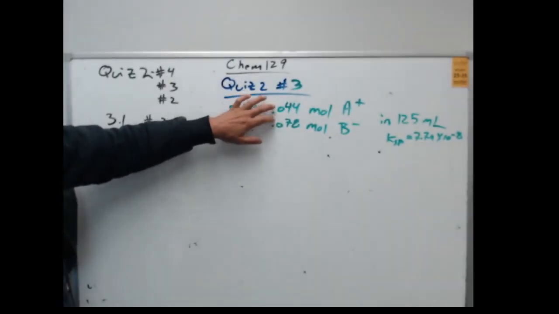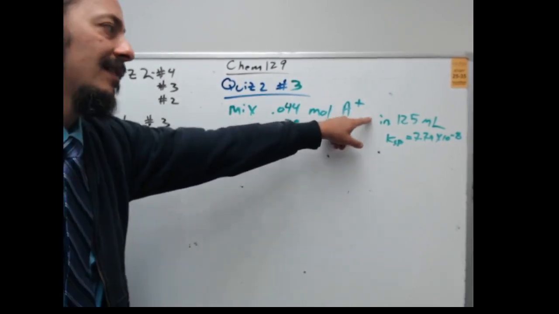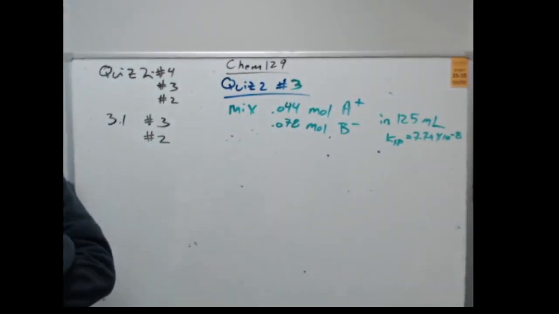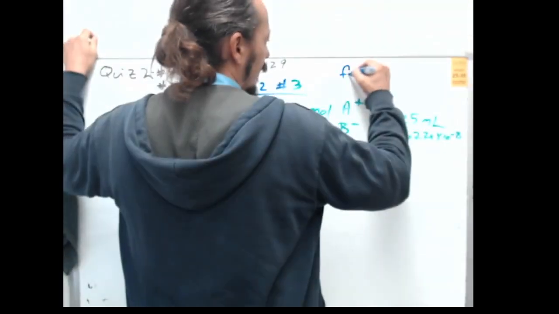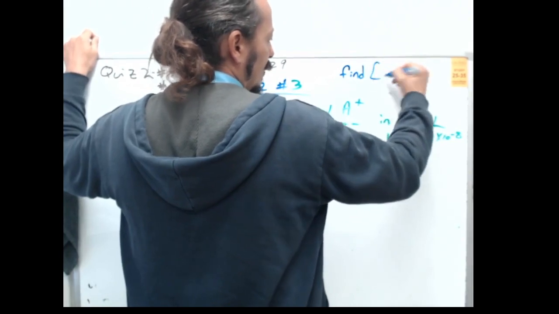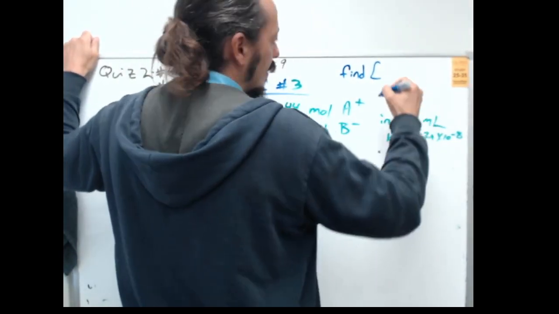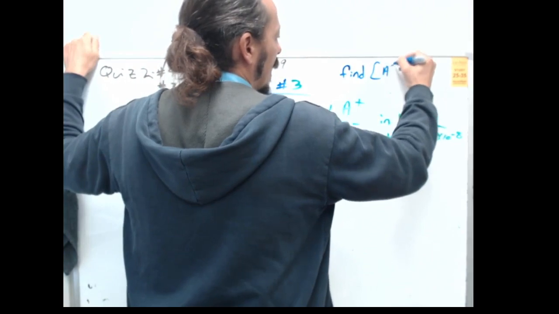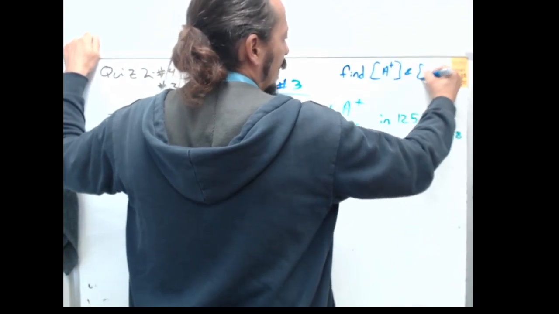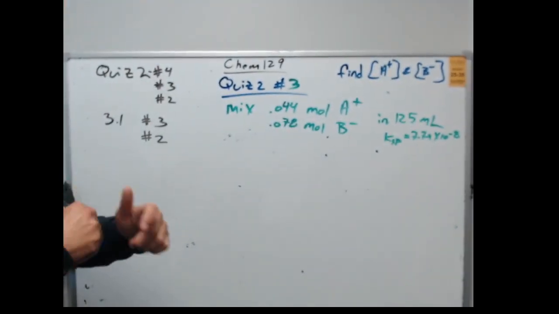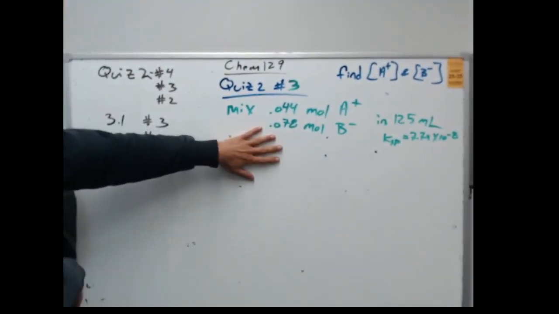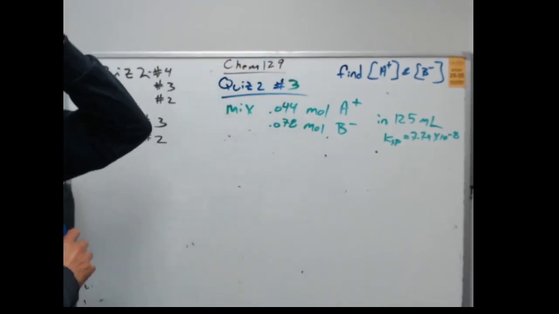I mix A plus and B minus, certain moles of each, in some volume with some KSP value. Those are the numbers that I'm given. Then it asks me to find concentration. Which concentrations does it say to find? Cations and anions. Both. Okay, so we want to find A plus and B minus, the cation and anion concentrations. So I've got my explicit information, and I've got the information I'm supposed to get to.